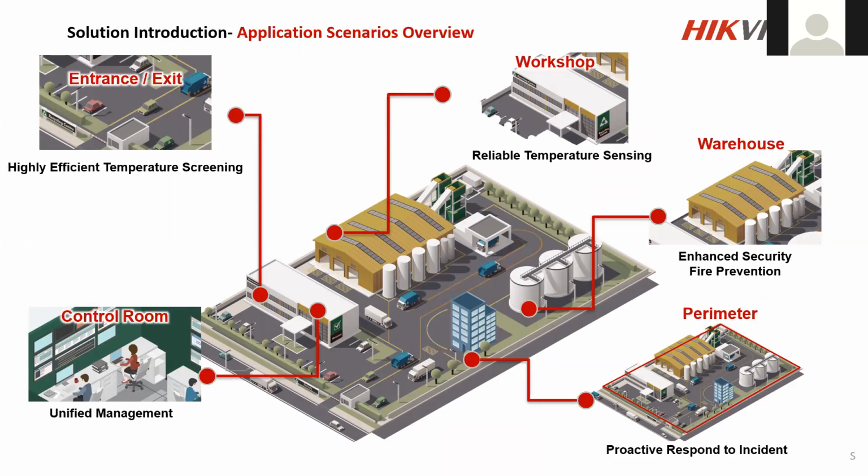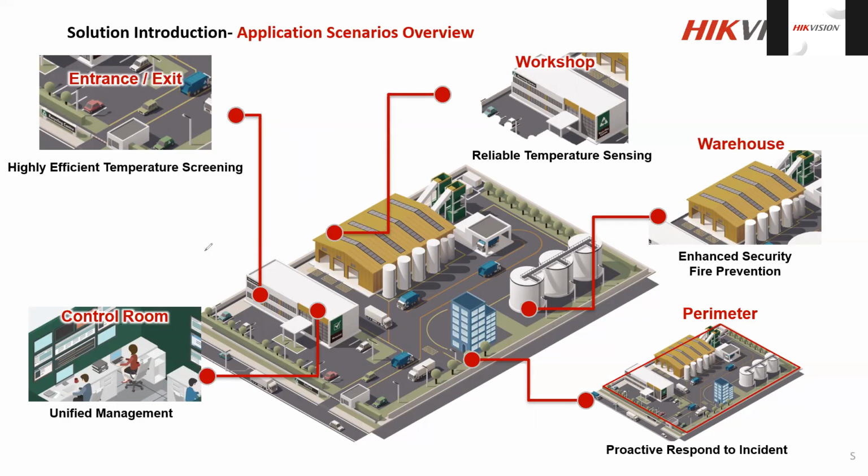Actually, in this picture, you can see where you can use our thermal camera products. First, we talked about this in our earlier slide. You can use it in entry and exit, workshops, warehouses, the perimeters, and the control room. As you can see, you can use this application with these scenarios. Isn't it, Asantha? Definitely, Avanta.